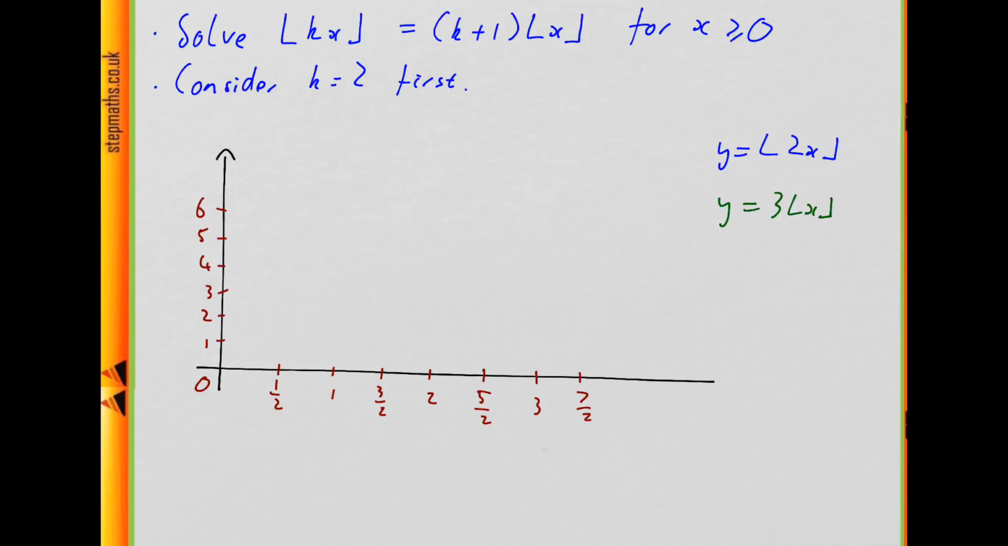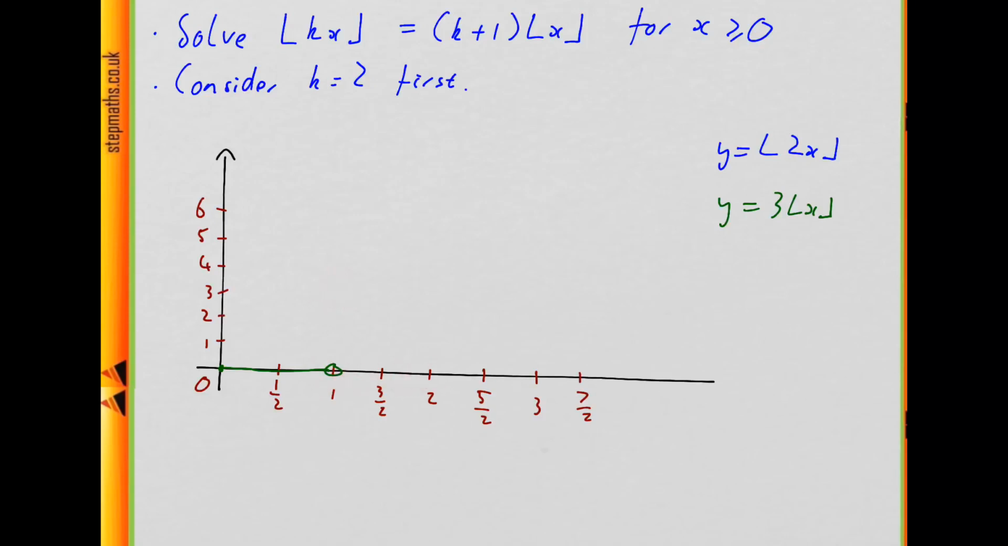The only thing I have to worry about is the endpoint. So if x is 0, then the function is 0, that's fine. If x is 1, then box x jumps up to 1, so this jumps up to 3. So I have the line between 0 and 1, but I've drawn a closed circle at 0 and an empty circle at 1, because at 1 the value isn't 0, it's up here instead.